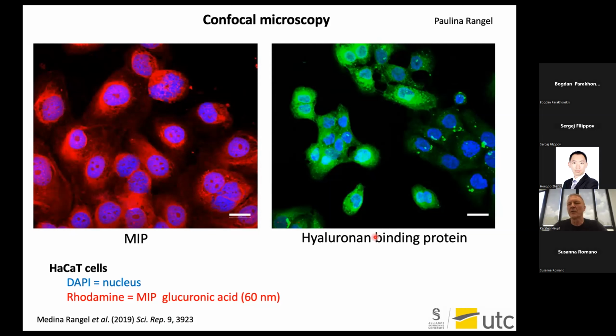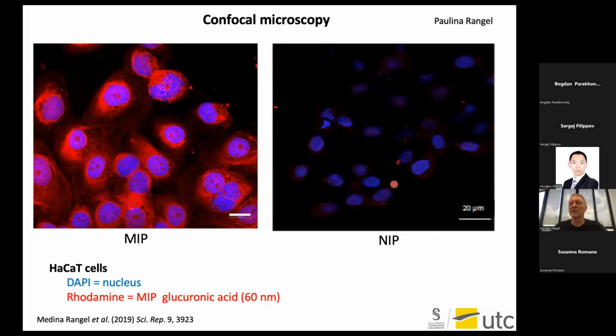And if we compare with a natural molecule that has affinity for hyaluronan, the hyaluronan binding protein, we have exactly the same type of staining. The blue is the nucleus staining in order to know where the cells are. If we do exactly the same with the non-imprinted polymer, which is chemically identical, we still have the nucleus staining, but we don't have the cell staining, which is normal because there are no imprints for hyaluronic acid.